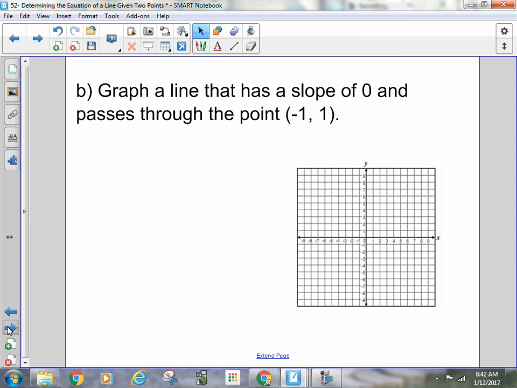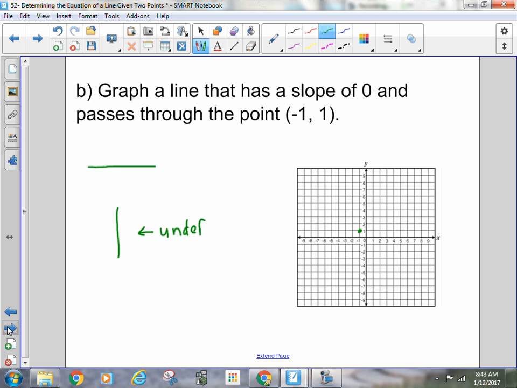Then our next one says graph a line that has a slope of 0 and passes through the point negative 1, 1. So we're going to first graph our point negative 1, up 1, and then a slope of 0. So we have horizontal lines and we have vertical lines. And in our vertical lines, this is an undefined slope, and this one has a 0 slope. Okay, so we are going to draw a horizontal line through that ordered pair.